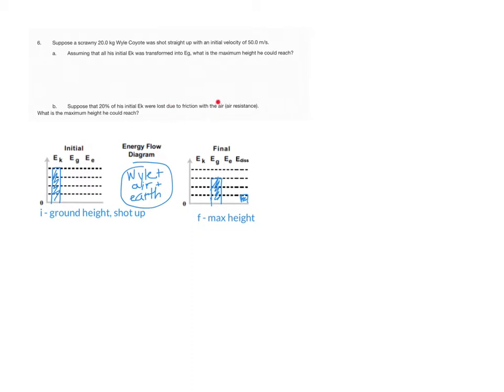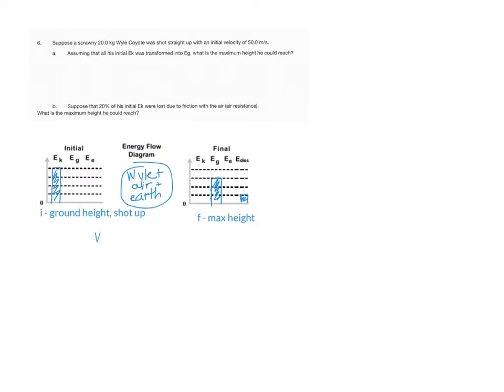To solve this one, because it says that 20% of his initial kinetic energy was lost due to friction, to be able to find out how much was dissipated, we're going to have to actually find out what that initial kinetic energy is. Normally we just sub right into our law of conservation of energy, but we will have to actually know what that kinetic energy is.